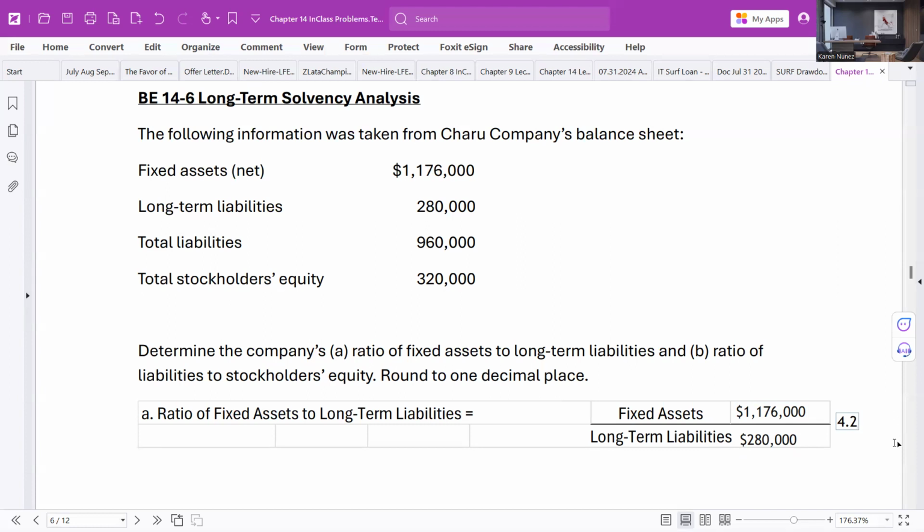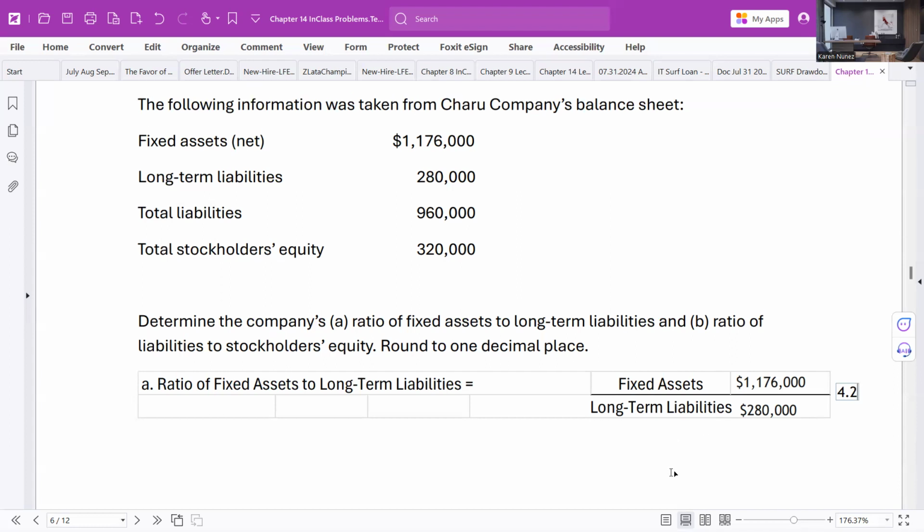It's the ratio of fixed assets to long-term debt, if you will. That's what long-term liabilities represent: long-term debt that is due beyond a year. It's not due in the current year, it's due after a year. So for every dollar we have in long-term liabilities, we've got $4.2 in fixed assets. And obviously, more is always better. You want to have as much as you can in fixed assets to be able to cover those long-term liabilities.